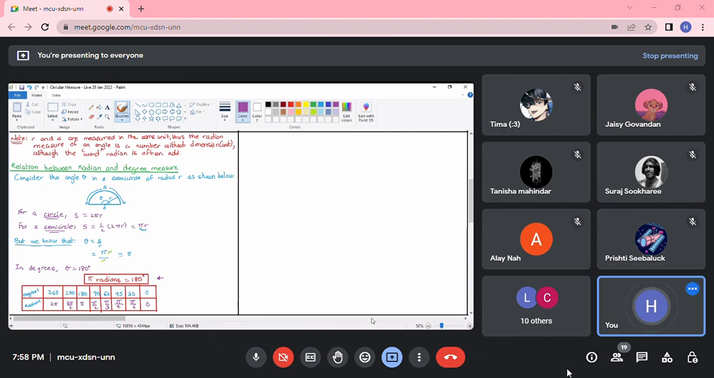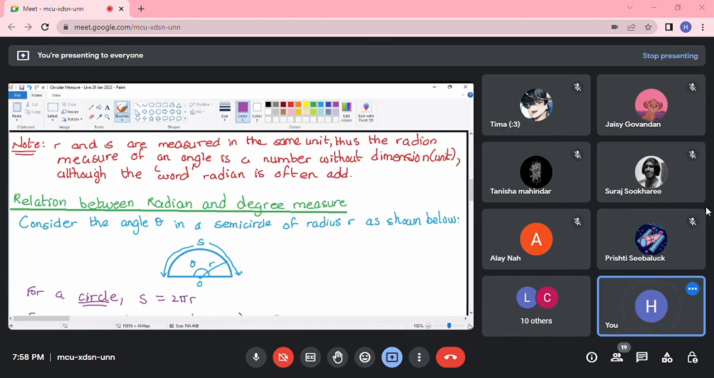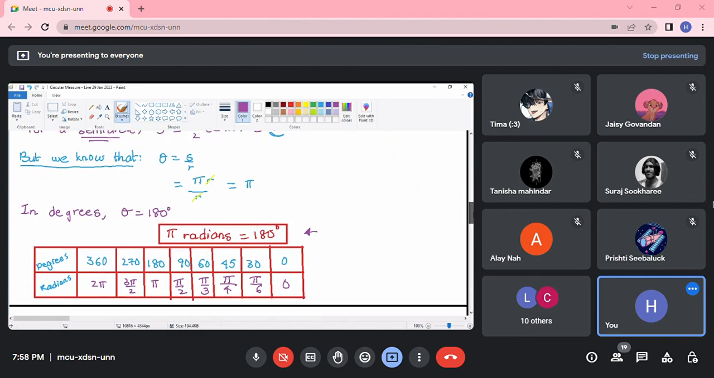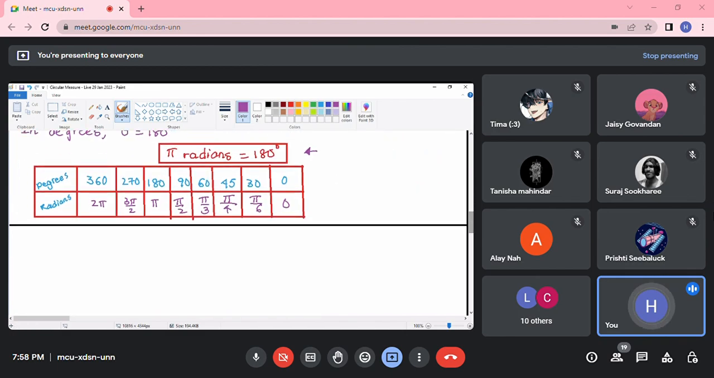Ok, donc maintenant nous continuons. So, comment nous convert from degrees to radian et comment nous convert from radians to degrees using this formula qui nous fait gagner que pi radians égale 180 degrés. Donc, let's see.